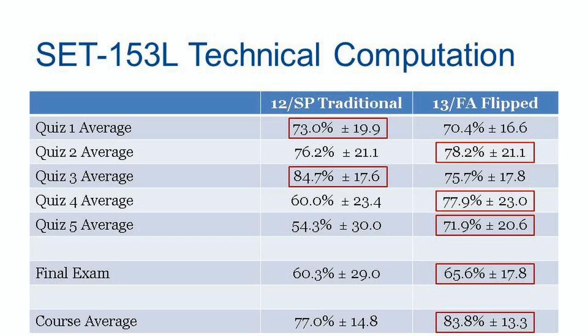I found that overall, on quiz 1, the grade was a little higher on traditional. Quiz 2, 4, and 5 were higher when I was teaching it flipped. The final exam was quite a bit higher, and the overall course average went from a 77% to an 83%. So that's taking into account everything. So I think that this showed that the students overall were doing better.